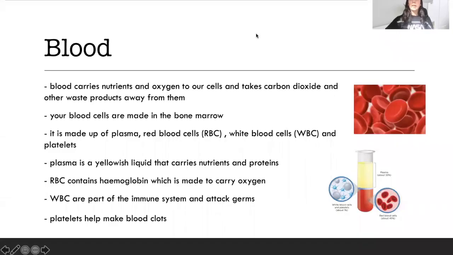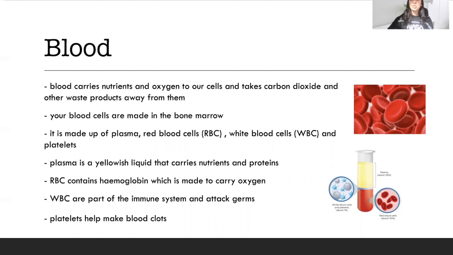And finally, we have the blood. Blood carries nutrients and oxygen to our cells and takes carbon dioxide and other waste products away from them. Your blood cells are made in the bone marrow, which is the soft, sponge-like tissue in your bones. Overall, your blood accounts for about 8% of your total body weight. Blood is made up of plasma, red blood cells or RBC, white blood cells or WBC, and platelets.